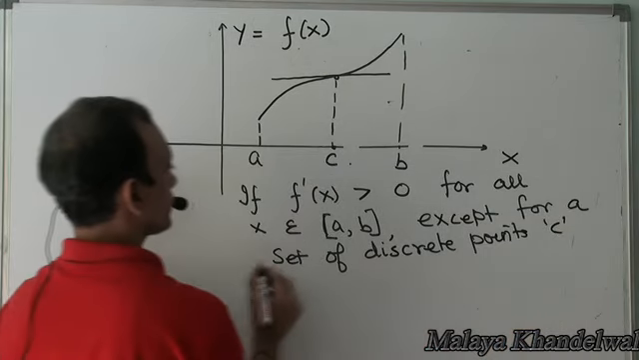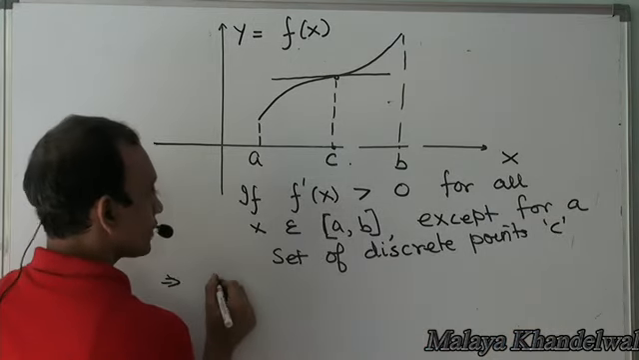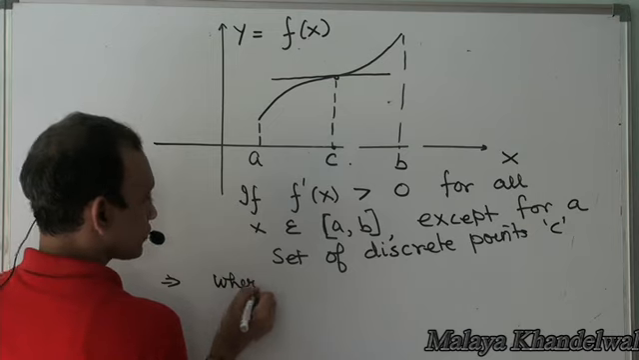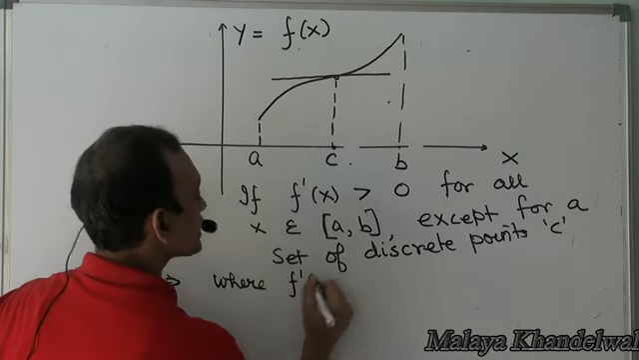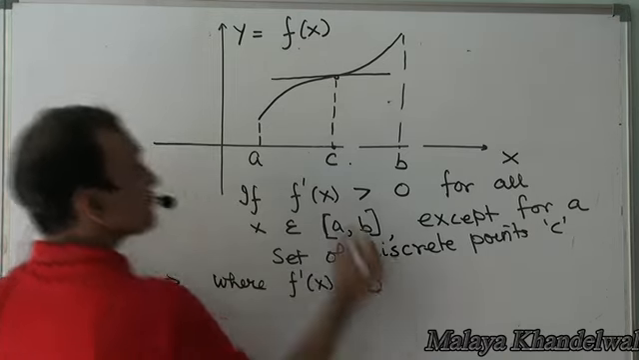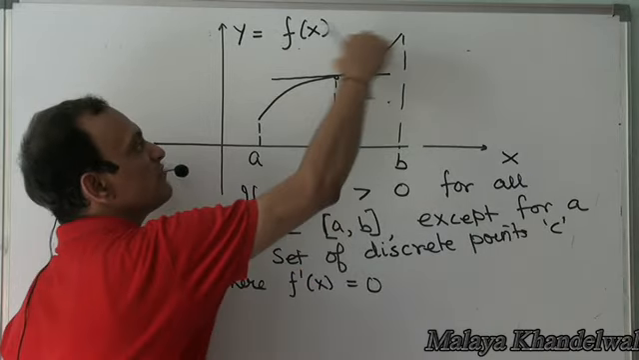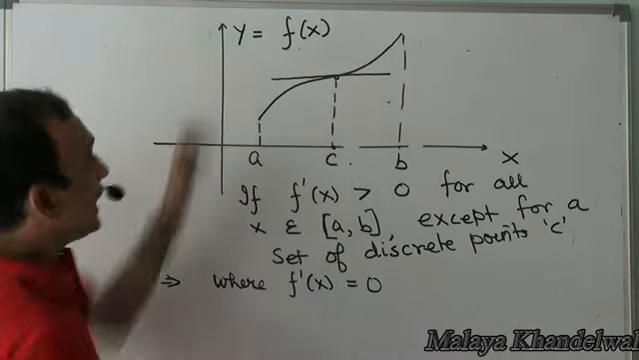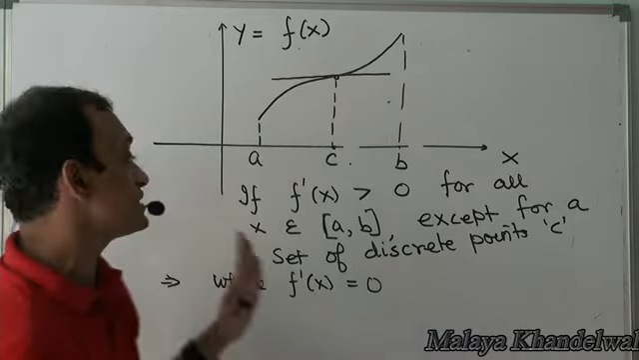C, where f dash x becomes 0. Say for example, this is a discrete point c where f dash x is becoming 0. At all other points f dash x is greater than 0.